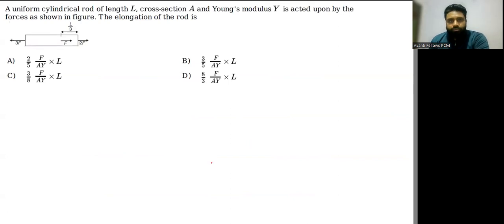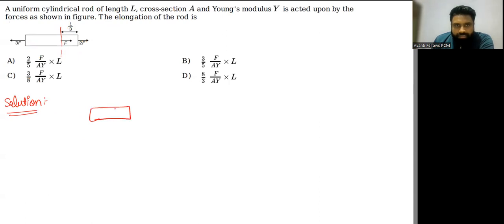Now, in this question, a cylindrical rod is given to you, and you have to calculate the elongation of the rod. This question is from the mechanical properties of solids. So in this type of question, you have to break this rod from the point where the internal force is acting. So if you take the two parts of this cylindrical rod, at this point the 3F force is acting. So an equal and opposite force will act in this direction.